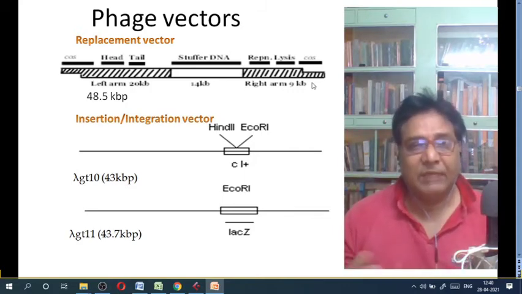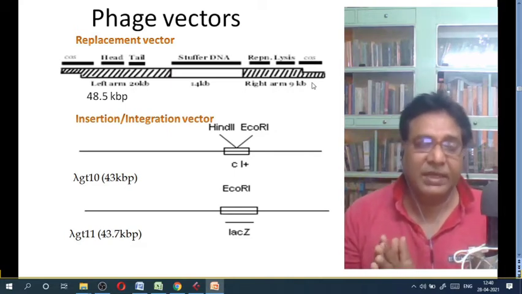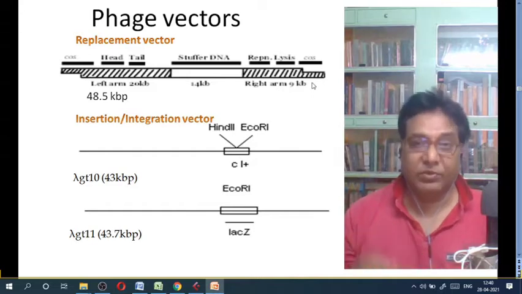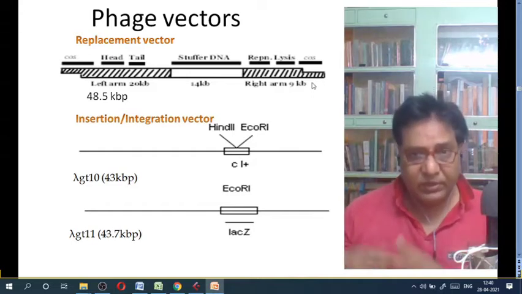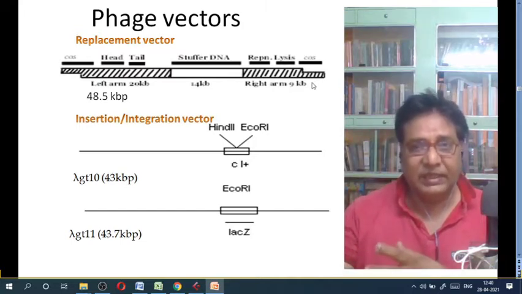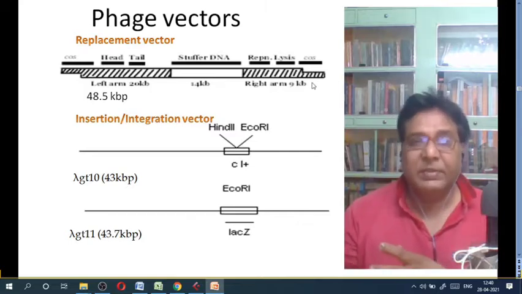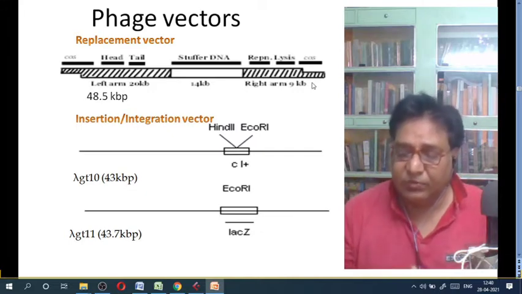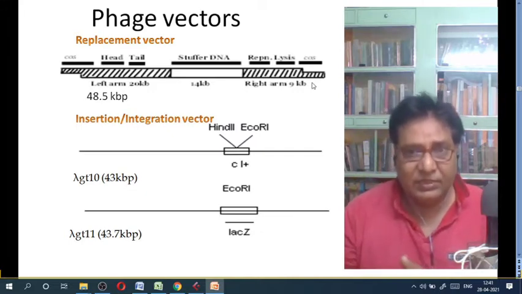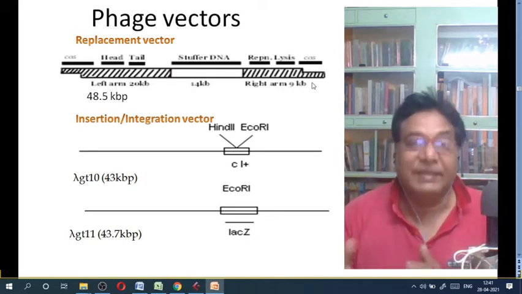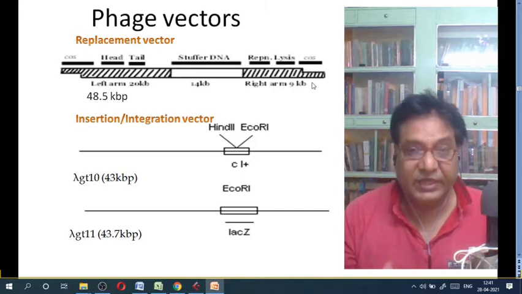And when the time of packaging comes, the circular molecule undergoes a rolling circle mode of replication. So it replicates several genome length DNA. Those are ligated end to end, forming multiple genome length DNA. They are continuous, associated end to end because of these cos sites, and that structure we call a concatemer. So, a chain of genomes.